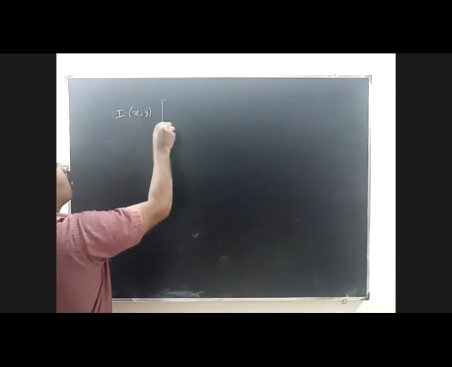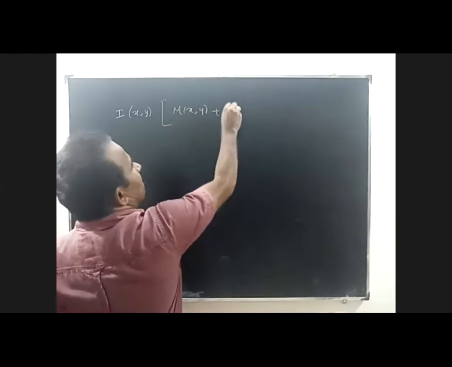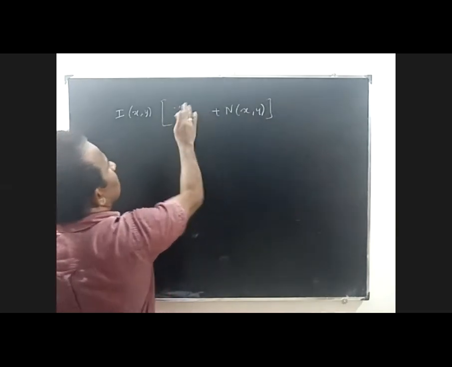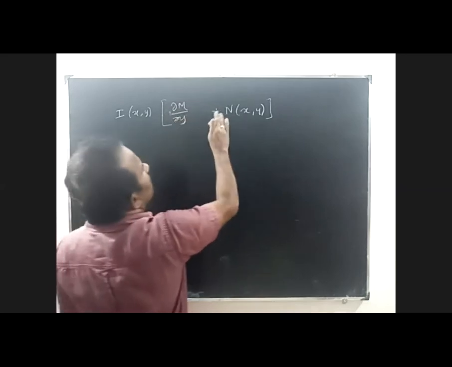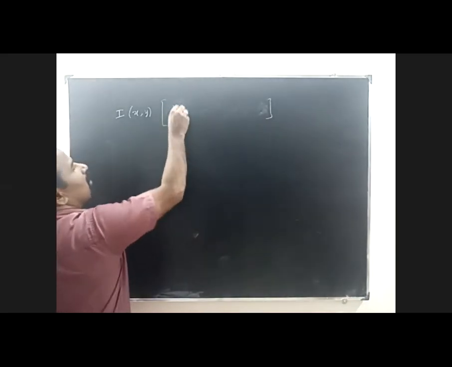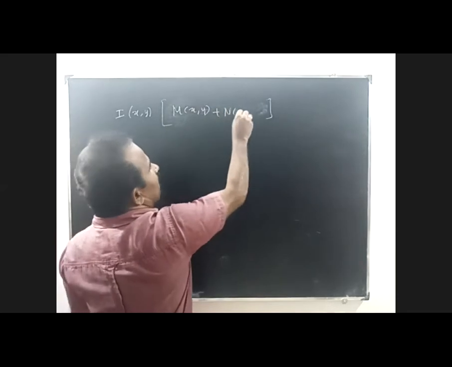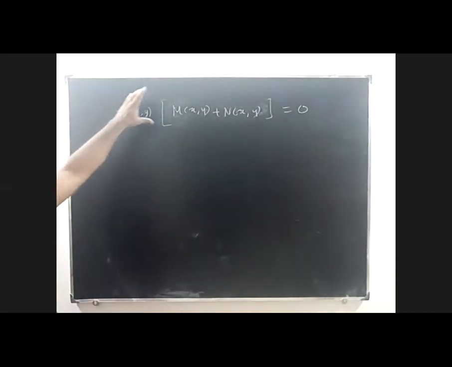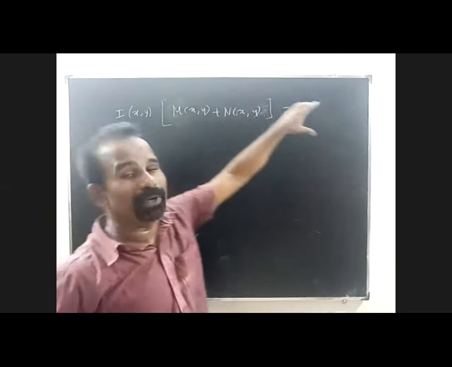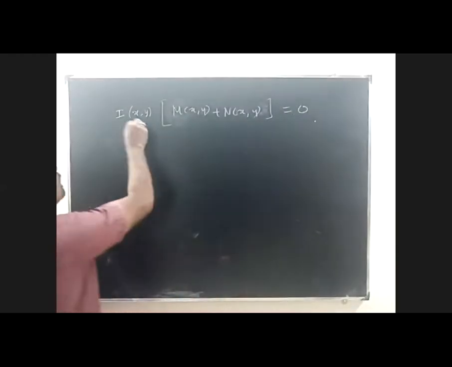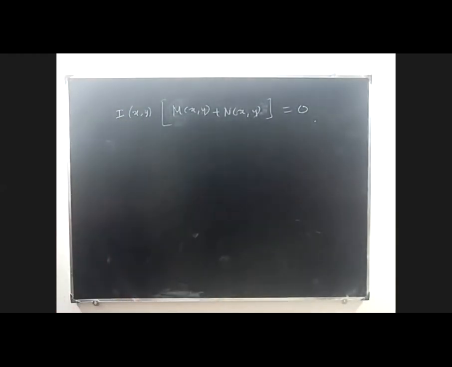That is, multiplying some integrating factor of x comma y into M of x comma y plus N of x comma y equals 0. The given differential equation is multiplied by some integrating factor, and that differential equation becomes an exact differential equation. Now, but how to find the integrating factor? That is most important.